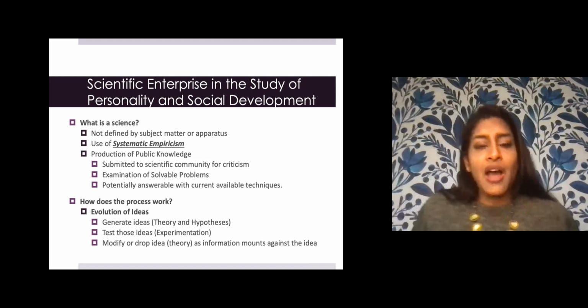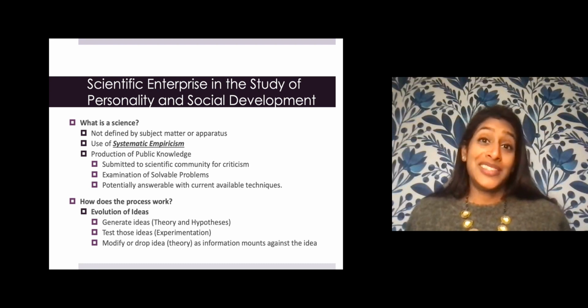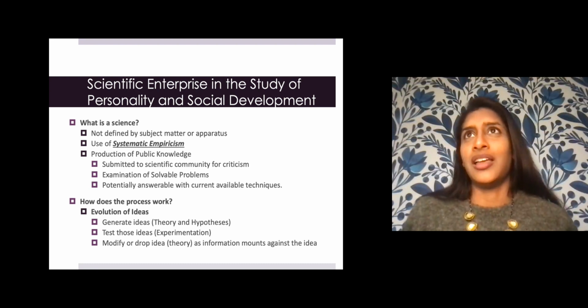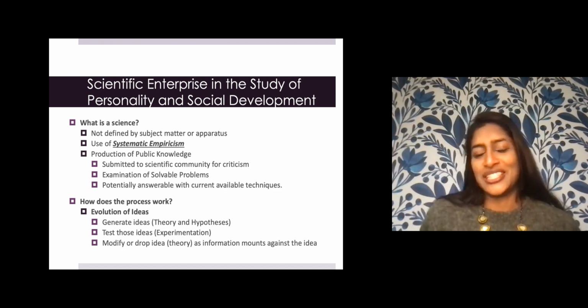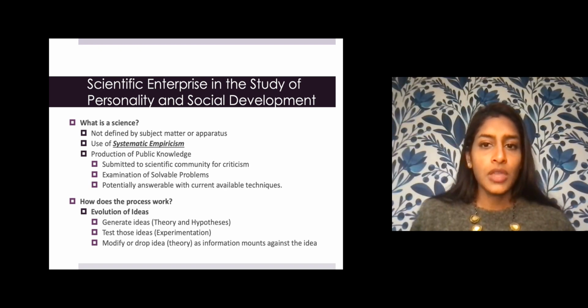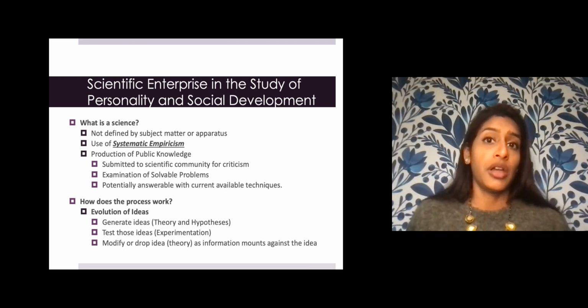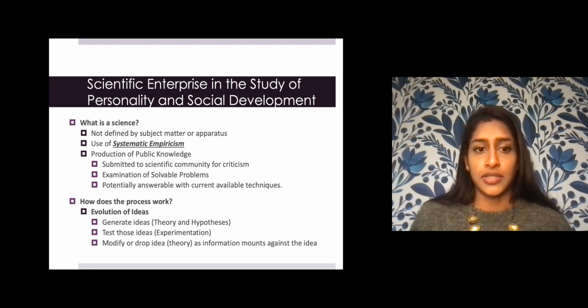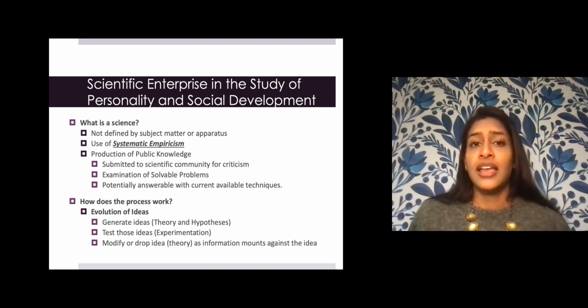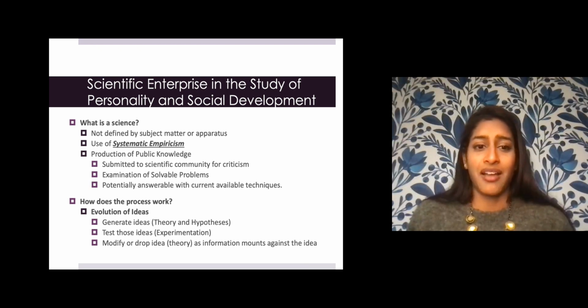Okay, so how does the scientific method work? You probably studied something similar to this when you were in grade school, right? When you maybe entered into a science fair or something like that. Well, first, we have to have an idea, a theory or a hypothesis, and then we're going to engage in experimentation to test out that theory or that hypothesis. Finally, we're going to modify that idea based on the data that we get back, right?